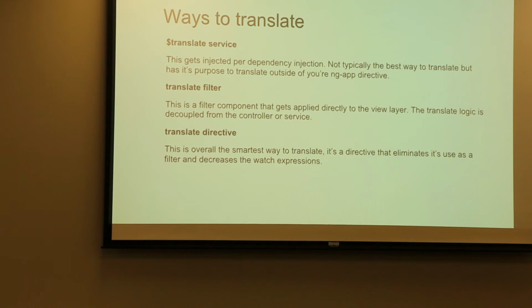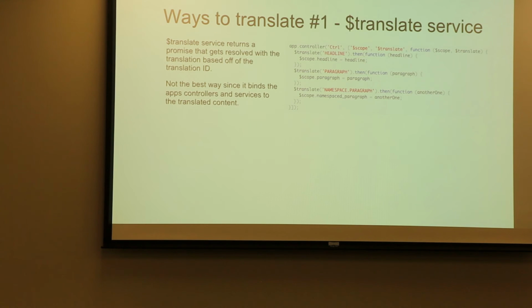Then there's a translate filter, which is just a basic filter that gets applied to translate off that. And then there's a translate directive, and I'll go into more detail on these. The translate directive is actually the best way to do it. You just use a directive, and you don't have the watch expressions that could get caused by the translate filter. The first one, the translate service, returns a promise that gets resolved with the translation based off the translation ID.